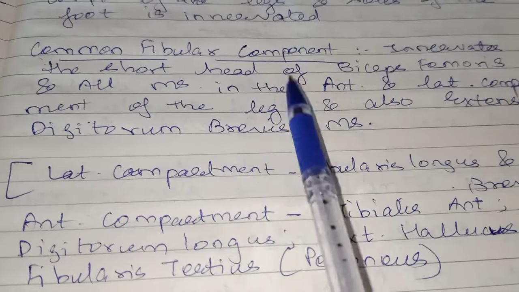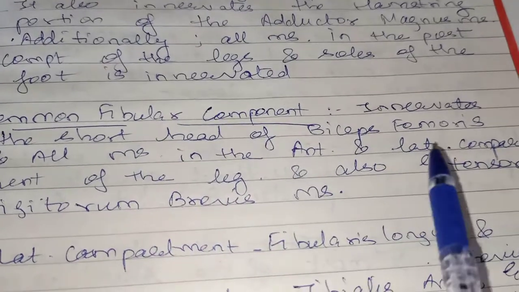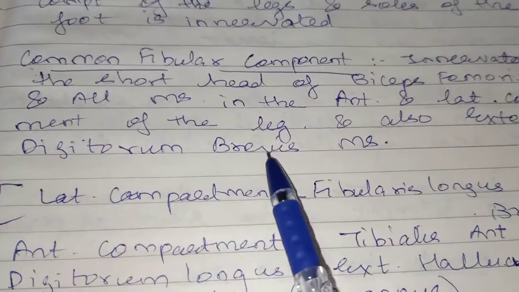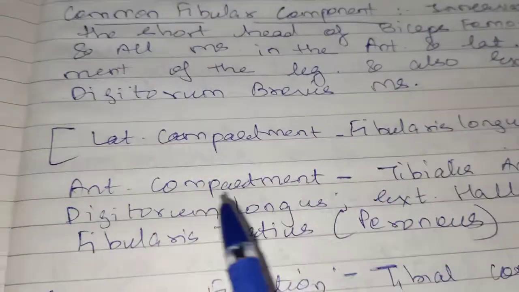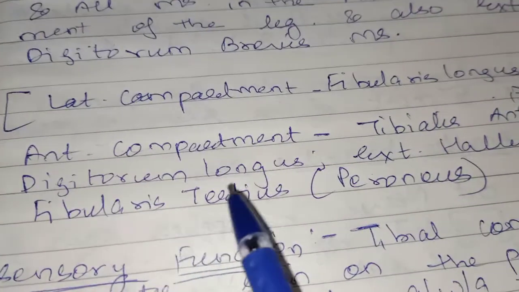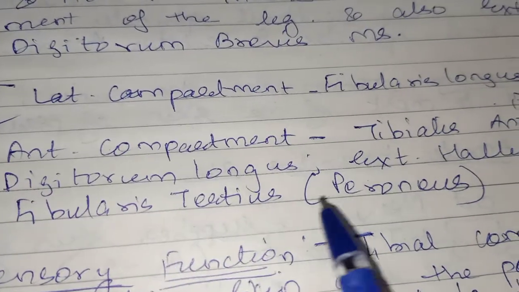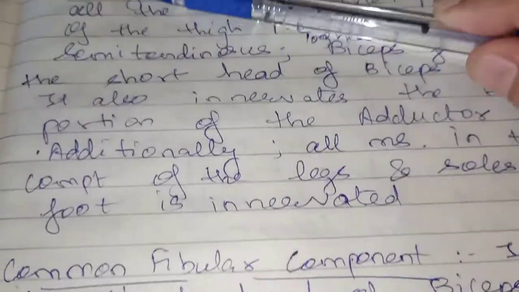Short head of biceps femoris, long head is supplied by the tibial component. And the anterior and lateral compartment of the leg, also extensor digitorum brevis. So lateral compartment: fibularis longus and brevis muscle. Anterior compartment: tibialis anterior, extensor digitorum longus, extensor hallucis longus and fibularis tertius, that is peroneus tertius muscle. So this was the motor function of the sciatic nerve.